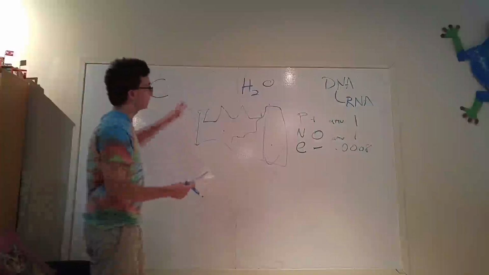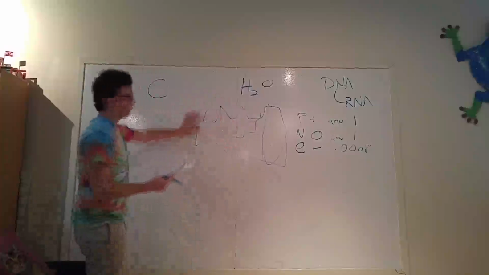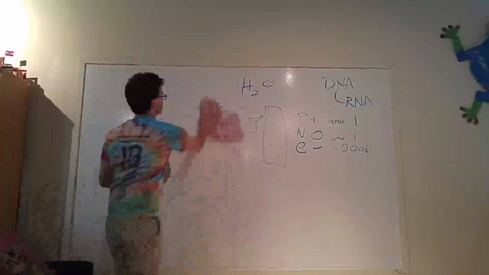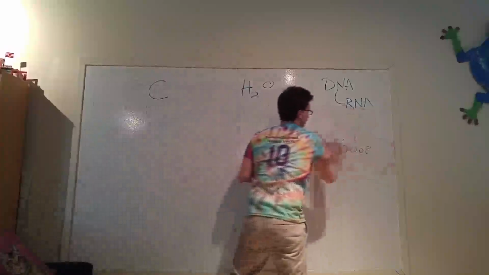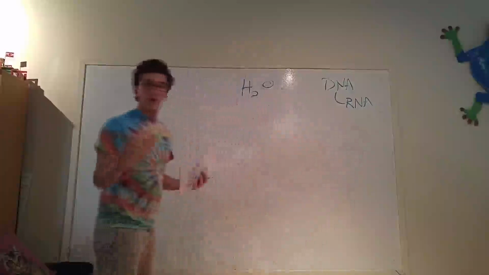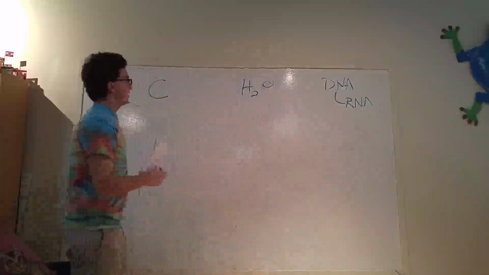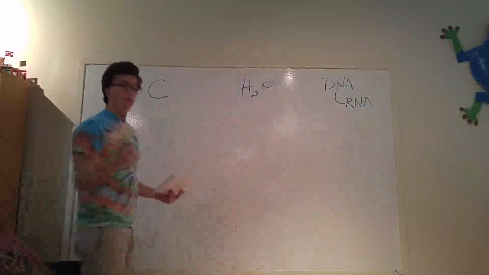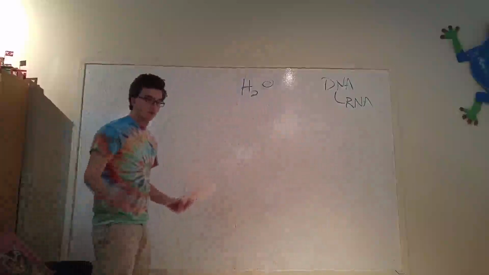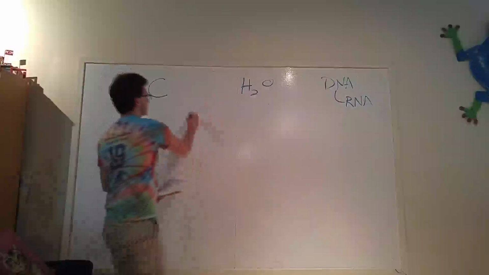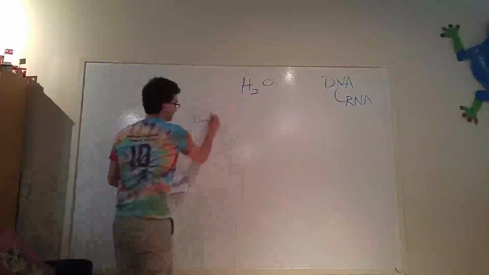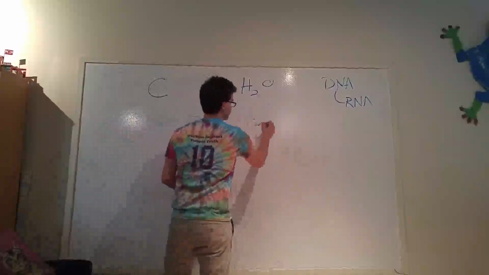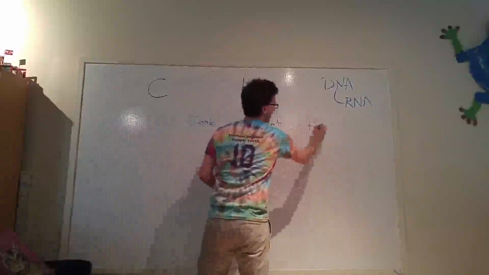So now, beyond that, the important thing to know is that elements will then bond. Elements bond into compounds and molecules. And there are three big important types of bonding to know for biology. One of them is ionic. One of them is covalent. And one of them is hydrogen.